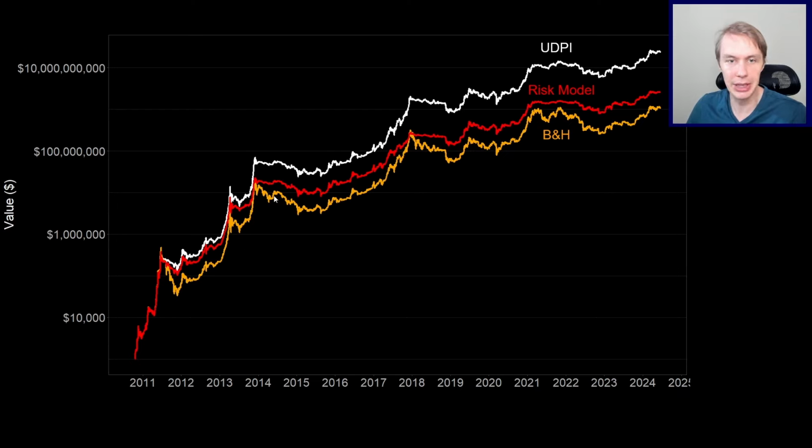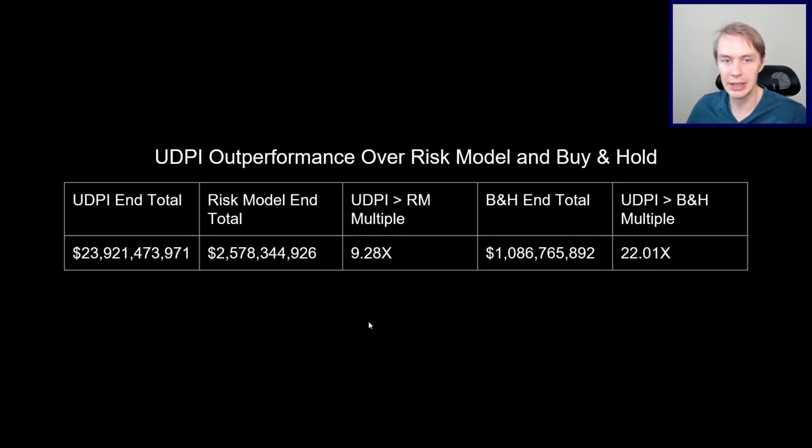In fact, the risk model is only barely outperforming buy and hold up through here, late 2017. And then it's really only getting notably above it over here in the cycle that went into 2021, and then going in more recently. But again, the UDPI is way above it as well. So for this particular backtest, the UDPI did a lot better. And we can just look at the numbers to see what that magnitude really was. We can see the end totals for each of the strategies. Now, these are a little bit ridiculous, but that's because the strategy started at the very beginning. Bitcoin has gone up a lot in its history, so these numbers are expected when you're starting with $1,000. But what's really important is the relative performance here.